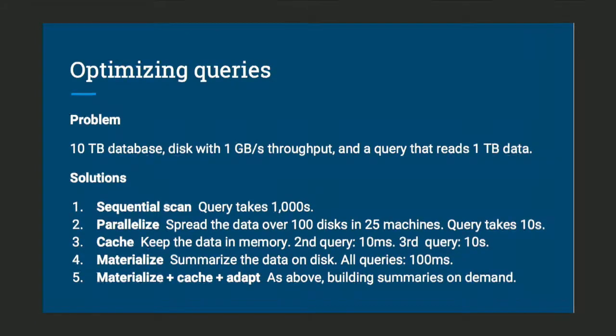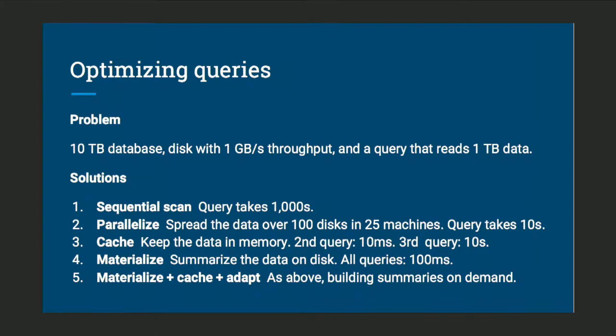So if we want to answer that query in 1 second, we have to cheat, right? The laws of physics just prevent us from executing the query any faster than that. And so here are some of the tricks that people will use. One is to parallelize the query. So if you store the data on 100 disks on 25 machines, you can read the data in parallel. So the query now takes about 10 seconds.